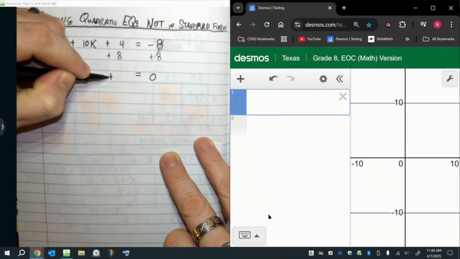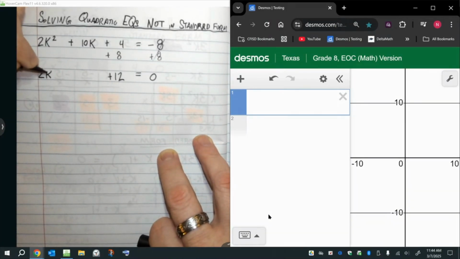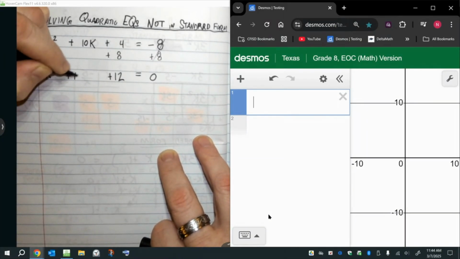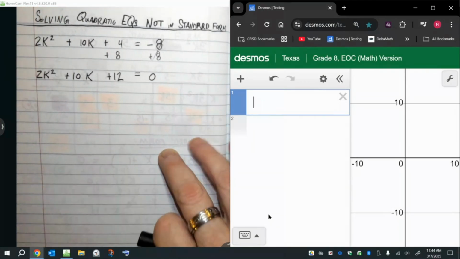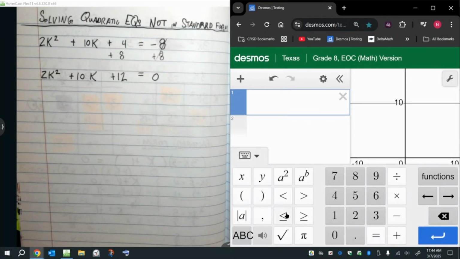And these two, they're going to give you 12, all right? And then this is not like terms with anything, so we're just going to bring him down, all right? So this is what we have now. Now it's in standard form. So next thing we need to do is check for our GCF.